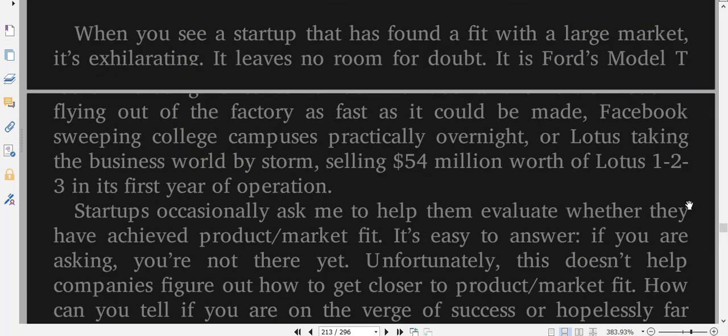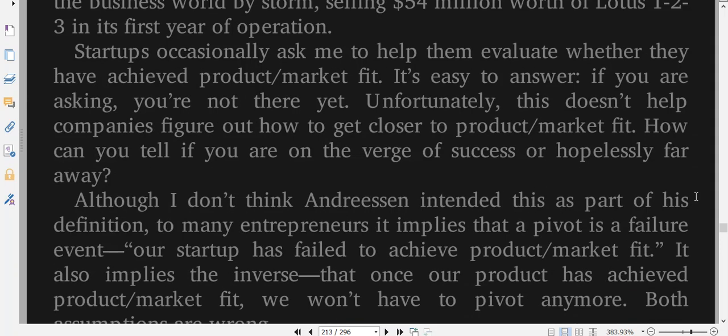When you see a startup that has found a fit with a large market, it is exhilarating. It leaves no room for doubt. It is the Ford Model T flying out of the factory as fast as it could be made, Facebook sweeping college campuses practically overnight, or Lotus taking the business world by storm, selling $54 million worth of Lotus 1-2-3 in its first year of operation.